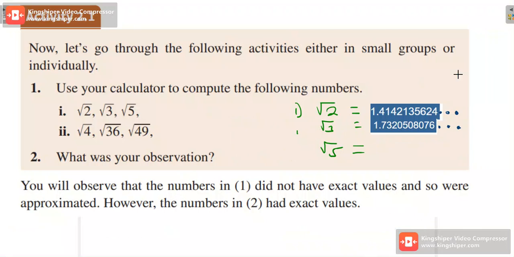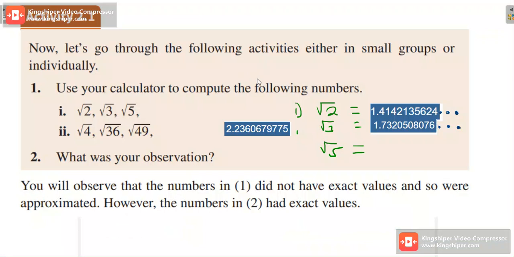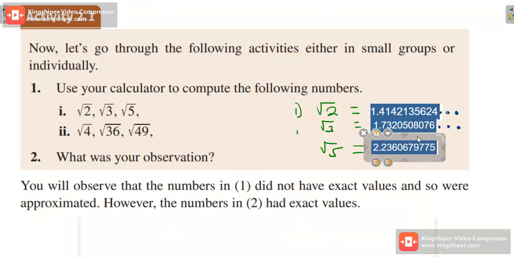Then lastly, let's look at root of 5. So square root of 5, and that is the result, which is 2.23606797775, and it goes on and on. So these are the decimal representations of these values.